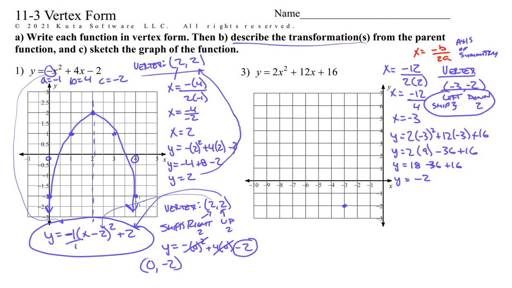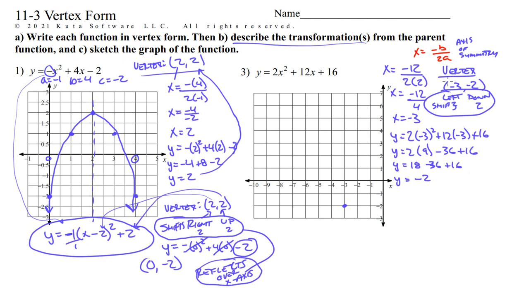I'm actually now realizing that over here on A, we knew that it shifts right 2, up 2, and then since it's negative, it also reflects over the x-axis. So whenever it's pointing down instead of pointing up, that means it reflects over the x-axis. I forgot to include that part on number 1.